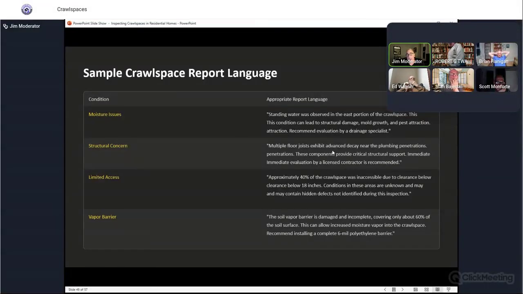Structural concern, and I'm not going to read all these because we're low on time here, but you're going to put a limited access. Approximately 40% of the crawl space was inaccessible due to low clearance, clearance issues below 18 inches.